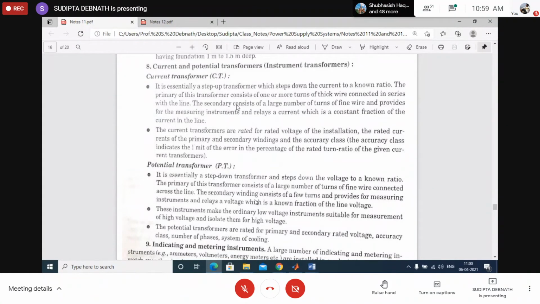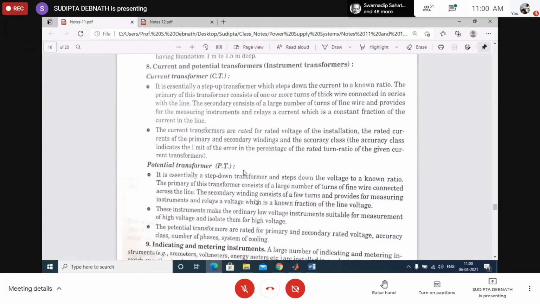From the secondary we get the current, and that current is not the full current. That is a fraction of the current the actual circuit is carrying, so that it can be measured by the ammeter. And in CT PT you will later on learn about accuracy class, burden, and all these things. By now you can only understand what is the type of the transformer.